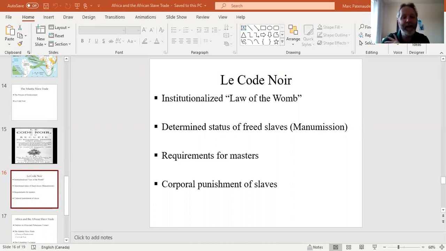In addition, it determined the status of slaves that were freed by their masters. Now, masters over the age of 20, that was considered the age of majority, could individually, for themselves, determine whether or not to free a slave. So if upon reaching the age of 20, a young man decides to free the slave that basically raised him, he could do so. And a slave who is freed, now a freeman, would be considered to be French subjects and had the same rights and privileges of any free white French colonial subject.